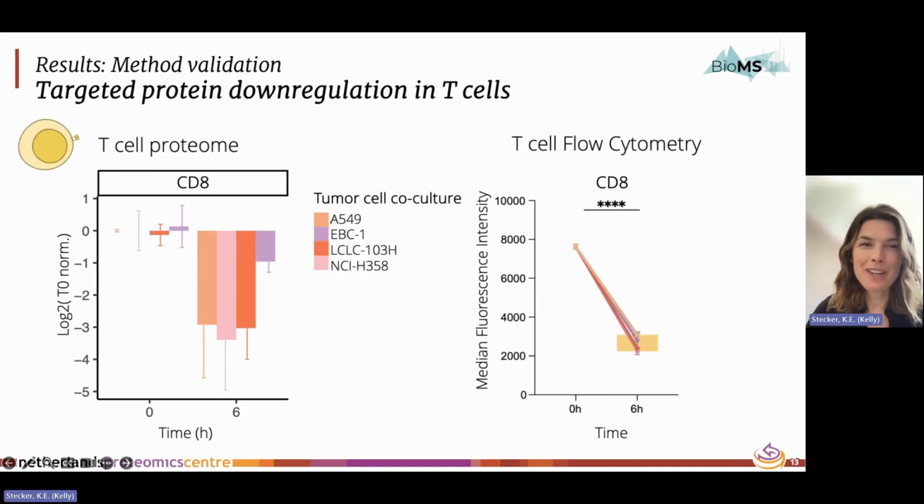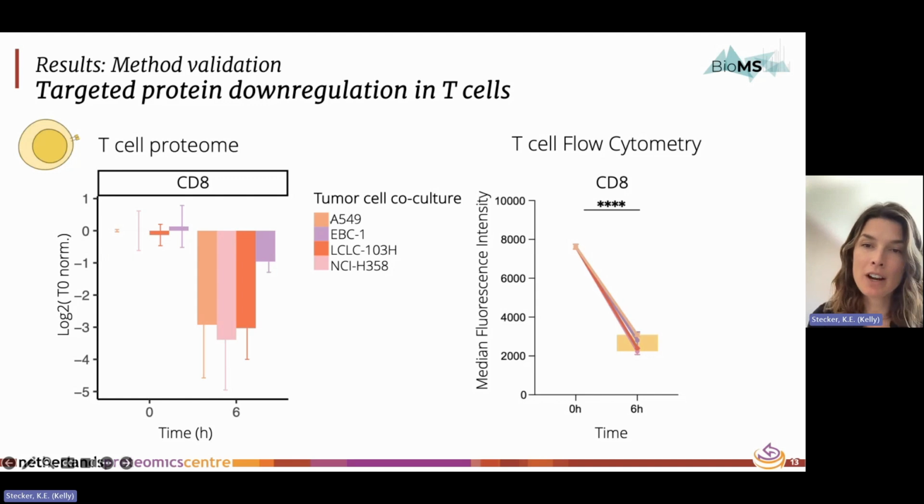Finally, as I mentioned, we have 3 pieces of information that we can ask about in our measurements, and that is phosphorylation, protein downregulation, and what proteins are newly synthesized. So if we look at protein downregulation in T cells, we know from previous literature that upon target engagement, T cells downregulate the CD8 protein.